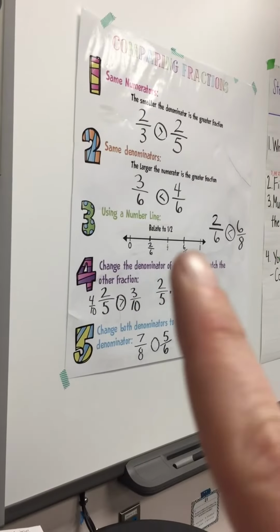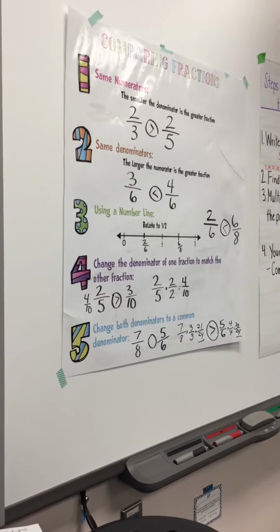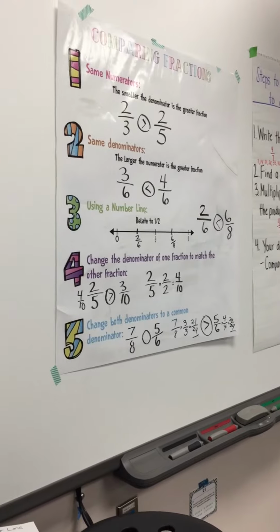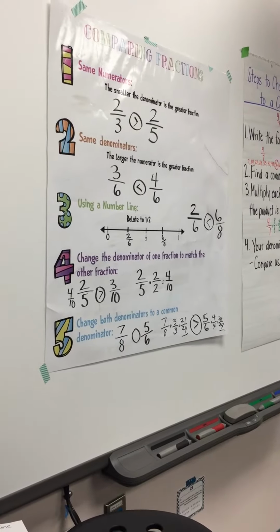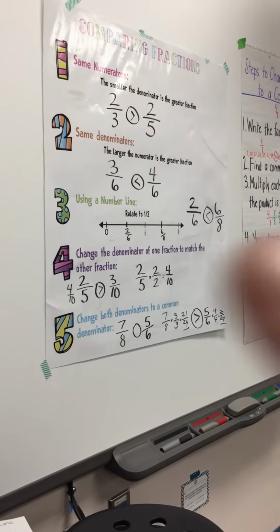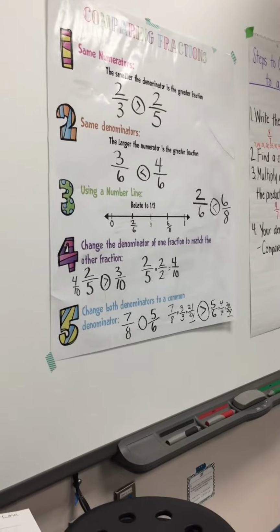Step 3, I teach them, is more of a mental math strategy. It's more to check for reasonableness. So it's not something that I would use a lot. It's something that I would just use as a quick guesstimate in my head. So number 3 is important. It's good to use, but it's not one that I would use to prove and show my work.